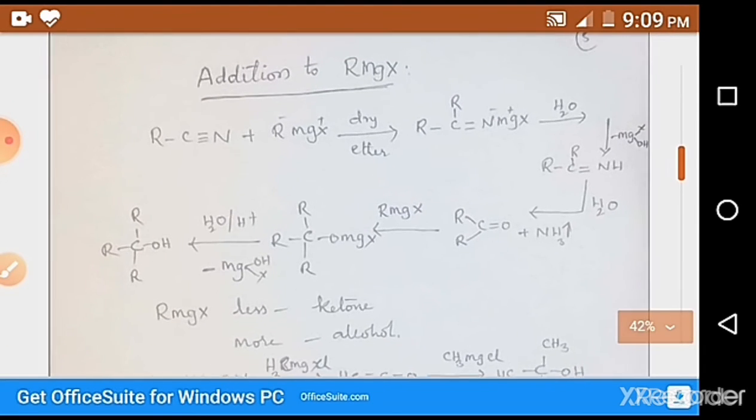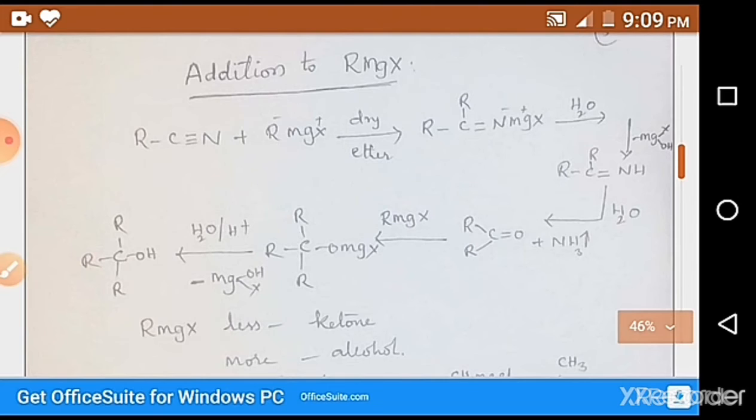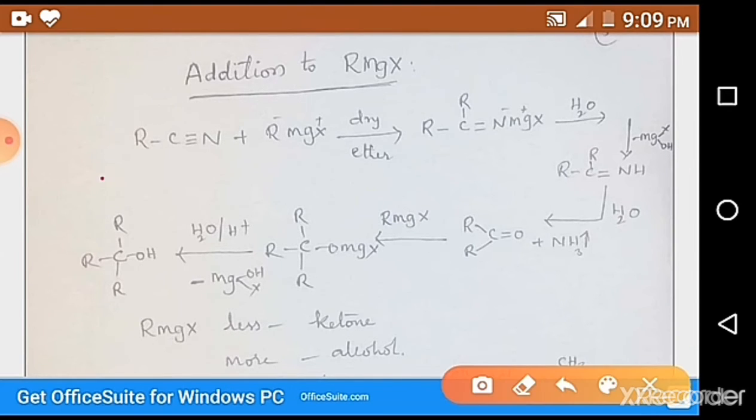Right. Addition to Grignard reagent is a very important reaction. So cyanides, when they add to Grignard reagent RMgX, the compounds with the formula RMgX are called Grignard reagents. When these Grignard reagents react with cyanides, they undergo a nucleophilic addition reaction. Why? Because the cyanide carbon is like a carbonyl.